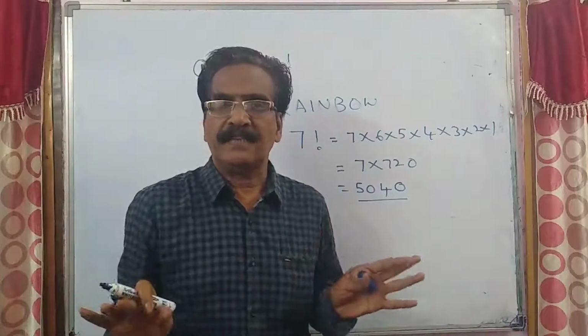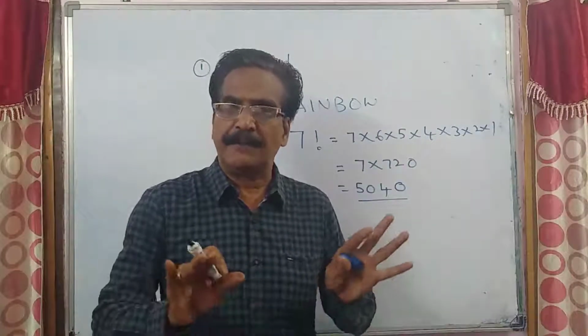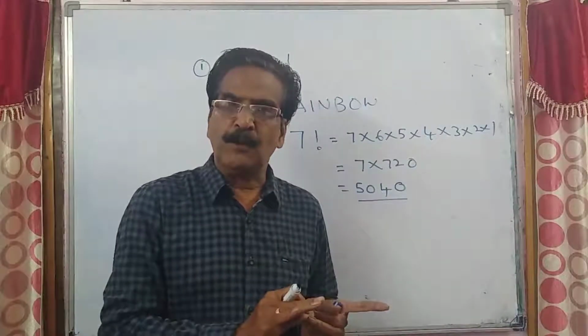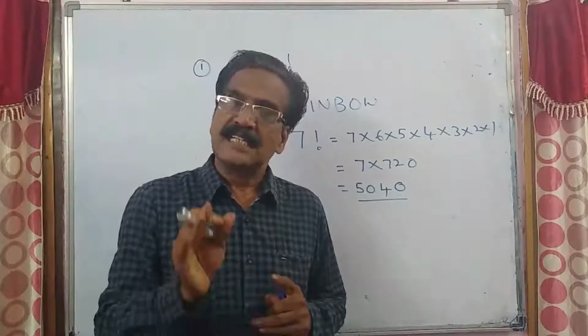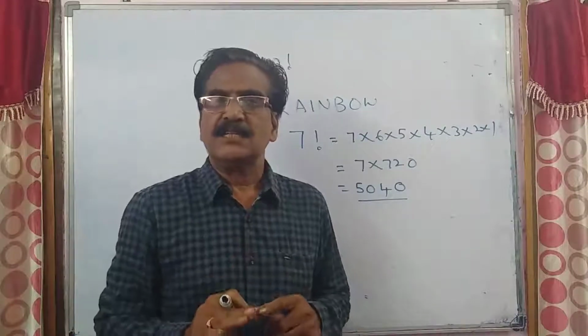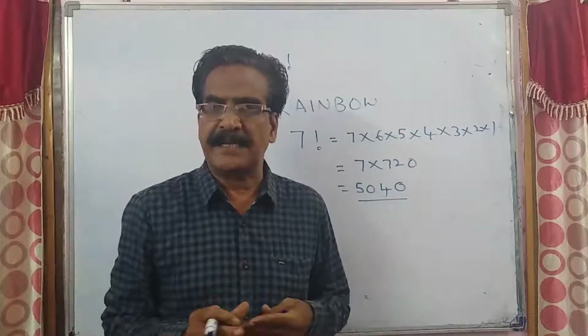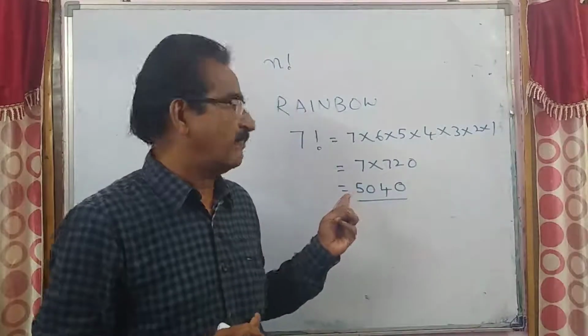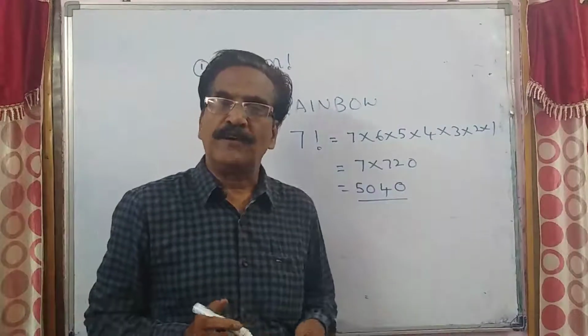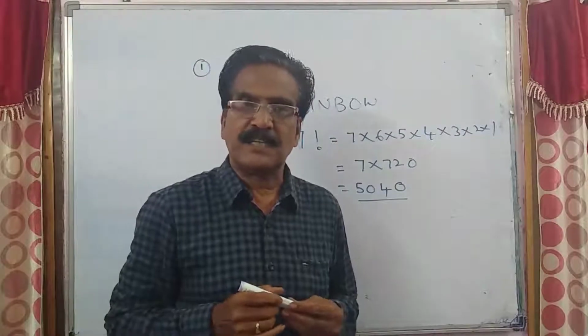There is absolutely no condition. Simply, in how many ways can the letters of the word rainbow be rearranged? In rainbow, there are 7 letters, all different. So these 7 letters can be rearranged in 7 factorial ways. That comes to 5040. That is our first question, friends.